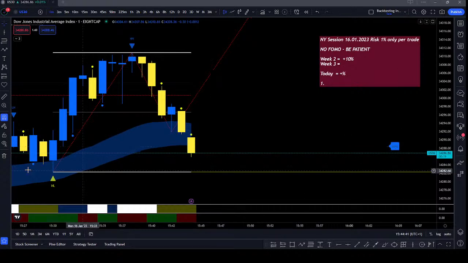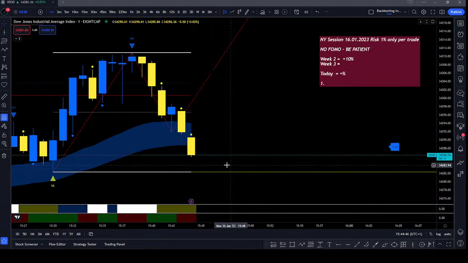And right now, if the price closes below this level, then the structure might shift to the sell side.